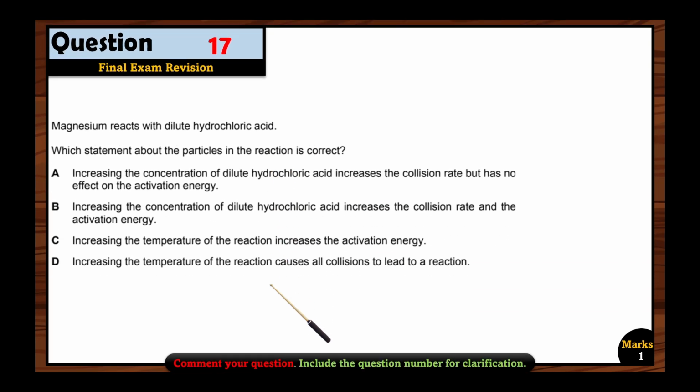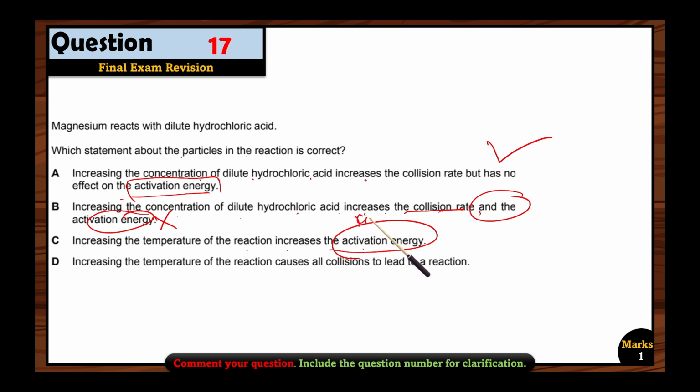Question 17. Magnesium reacts with dilute HCl. Which statement about the particles in the reaction is correct? Increasing the concentration of dilute HCl increases the collision rate but has no effect on the activation energy. Yes, that's right. It will increase the collision rate, but it has nothing to do with the activation energy, because concentration will just increase the number of particles. More particles, so more chances of collision. Increasing the concentration of dilute HCl increases the collision rate and the activation energy. Up till here it's right, but this one is wrong, okay? Increasing the temperature of the reaction increases the activation energy. Again wrong, it just increases the kinetic energy.